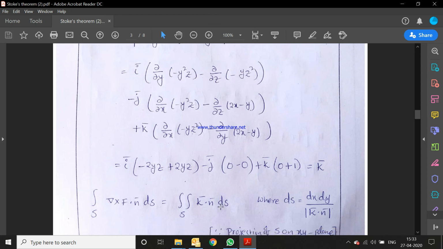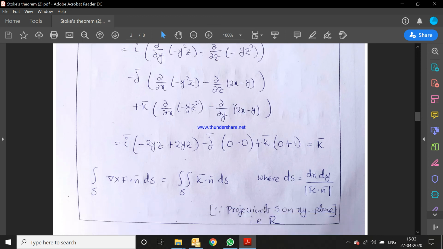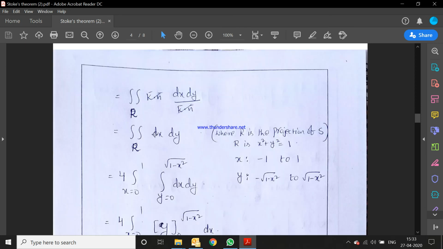By using this formula, the projection of S on the xy plane is considered as R. So we can write the double integral over R of (k bar dot n bar) dx dy by (k bar dot n bar). K bar dot n bar is a positive value because of the modulus, so we cancel both and get dx dy.